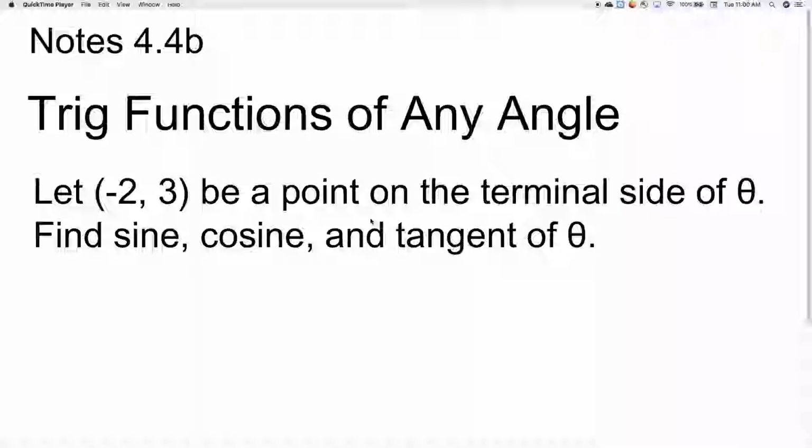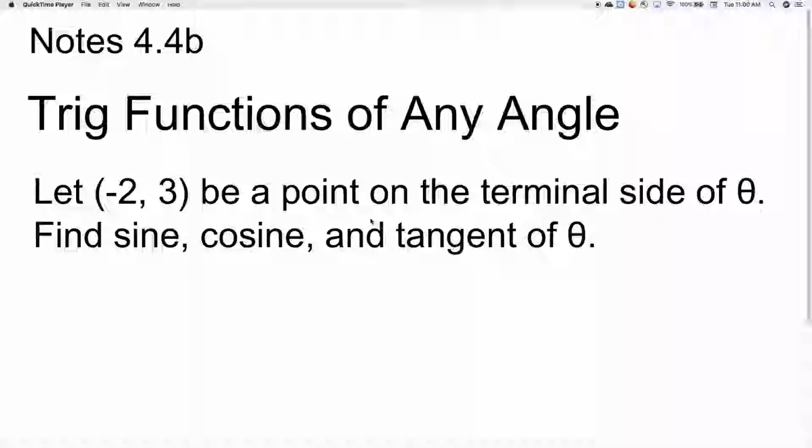In this second day of section 4.4, we're going to move off of the unit circle. So what we talk about today is not necessarily on the unit circle. So we're going to talk about trig functions for any angle.